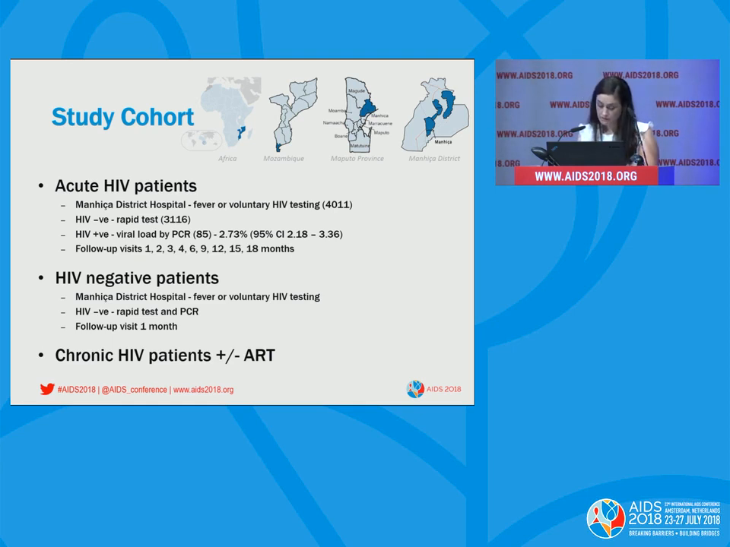Out of just over 4,000 people screened, we identified 85 acutely infected individuals using this method, which gave us a rate of 2.7% of acute HIV in our cohort. It's also noteworthy to mention that our longitudinal study occurred when national guidelines required a CD4 count of below 350 to initiate ART, while now the recommendation is test and treat. We also enrolled HIV negative and chronically HIV infected individuals, both ART naive and ART treated, as controls.